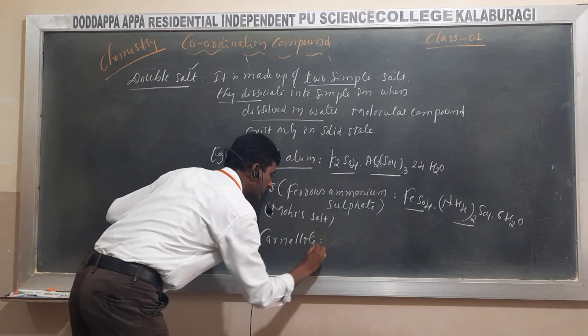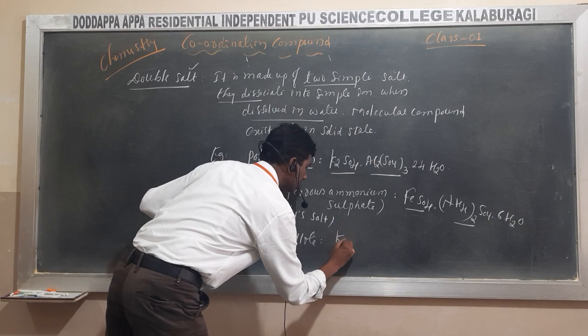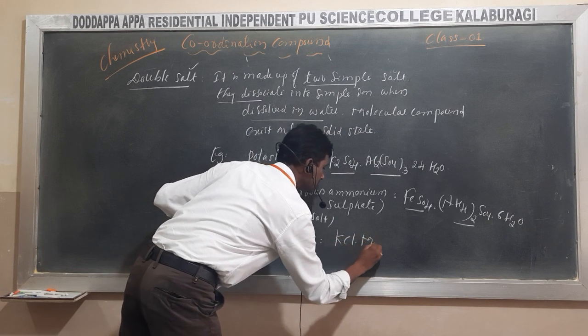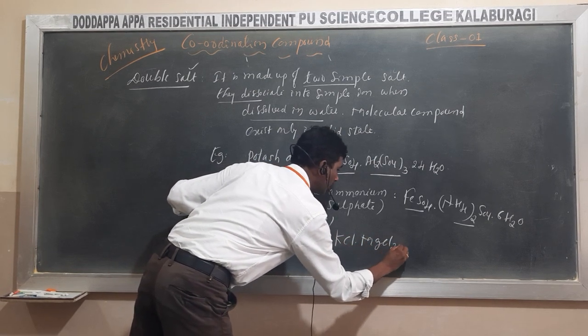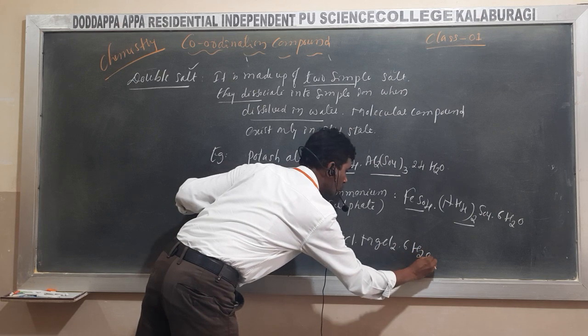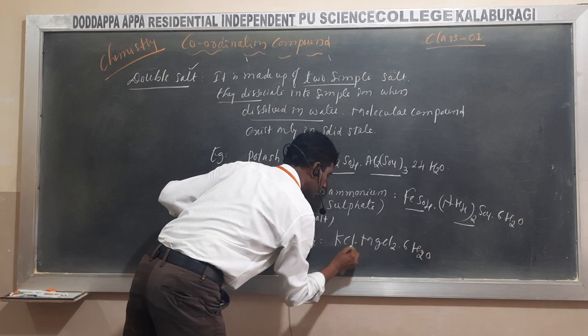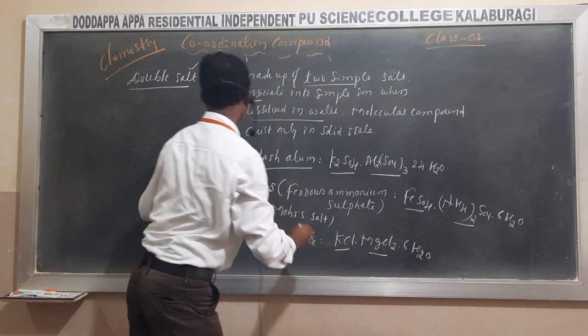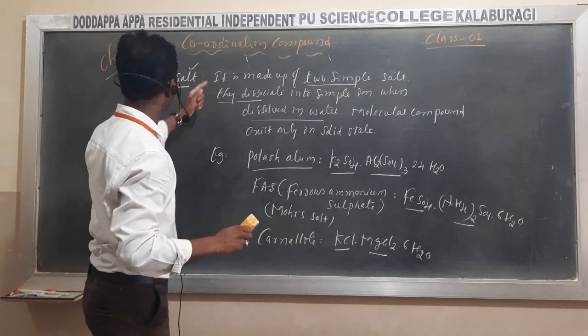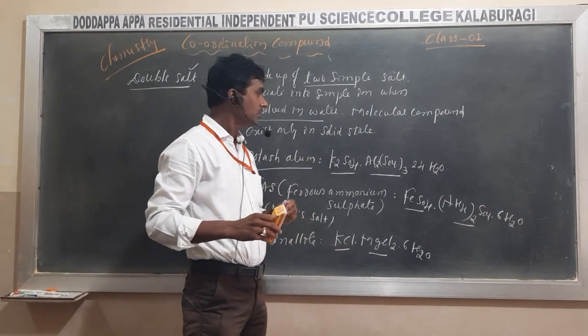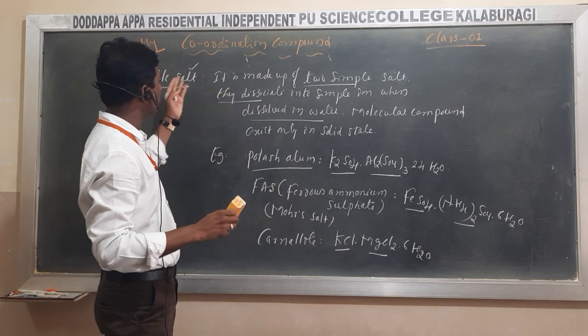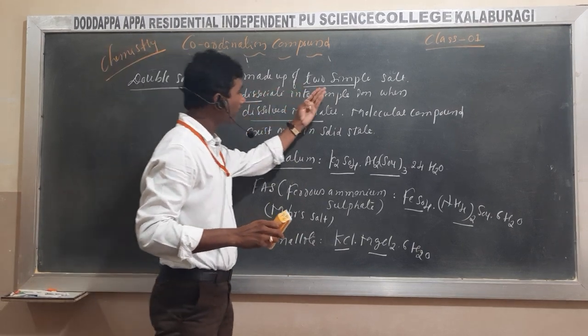The third example is carnallite. This is nothing but KCl and MgCl2·6H2O. So this is also made up of two simple salts, KCl and MgCl2. These are examples of double salt. So here it means the double salts are made up of two simple salts.